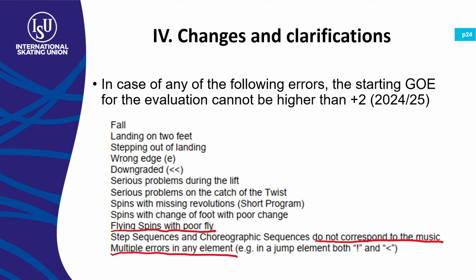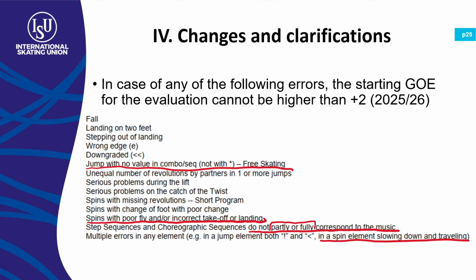Finally, changes and clarifications. In case of any of the following errors, the starting GOE is not higher than +2. This is for the previous season, and this is for the upcoming season. Jump with no value in combos and sequences in free program, spins with poor fly and incorrect takeoff or landing, step sequences and choreographic sequences that do not partly or fully correspond to the music, and the ISU has added an example for the multiple errors, not only for the jumps, for example attention and under-rotated, but for the spin element as well, for example slowing down and traveling.